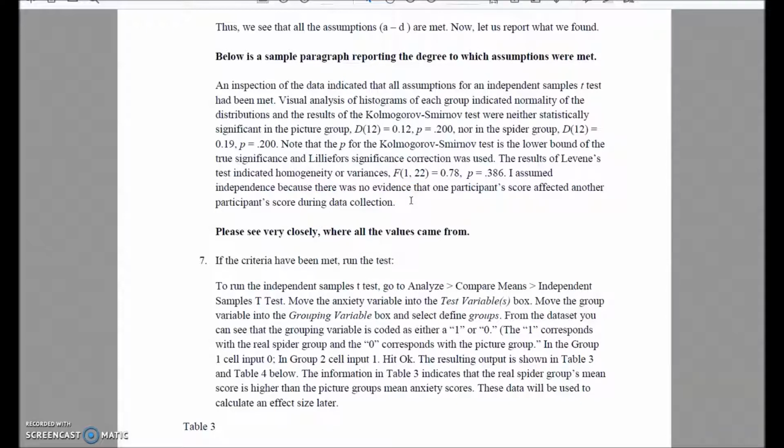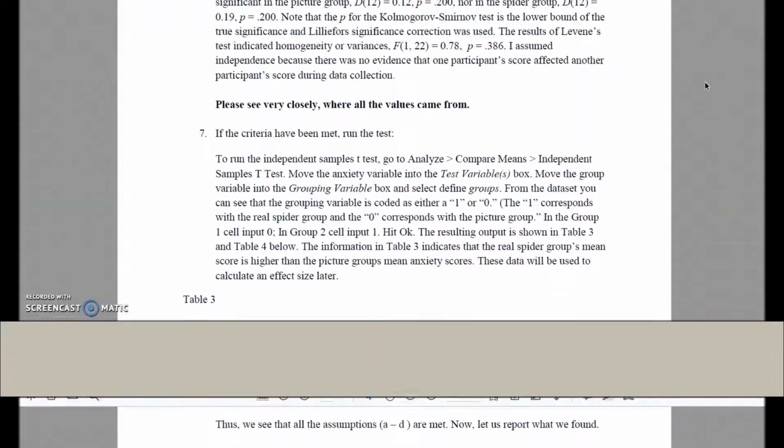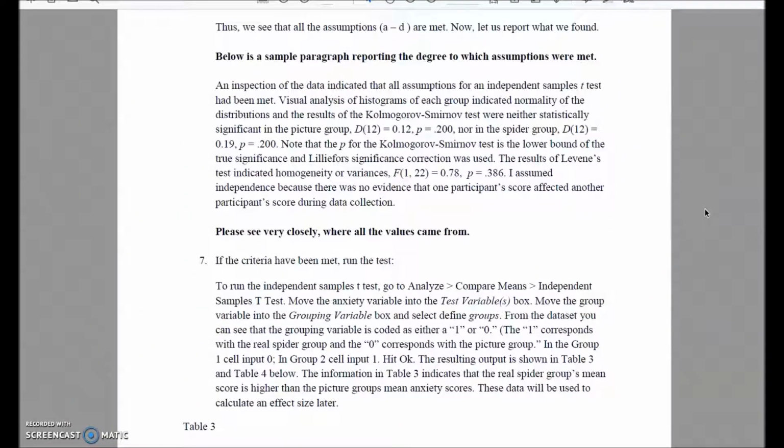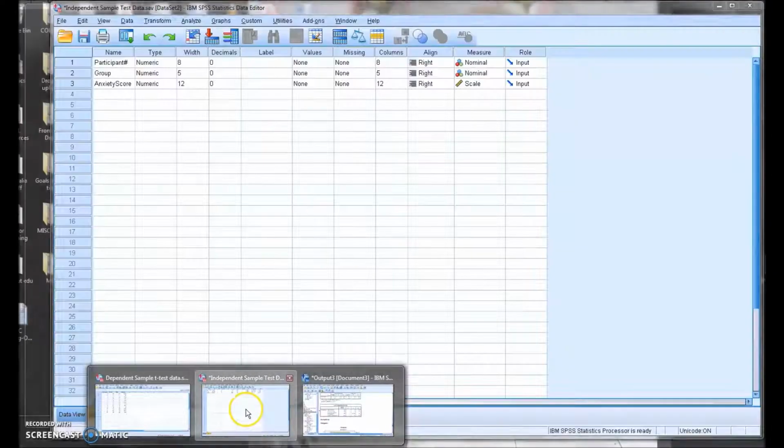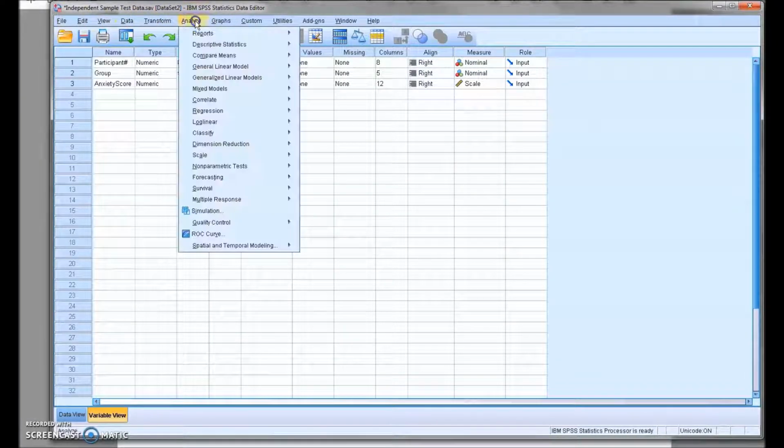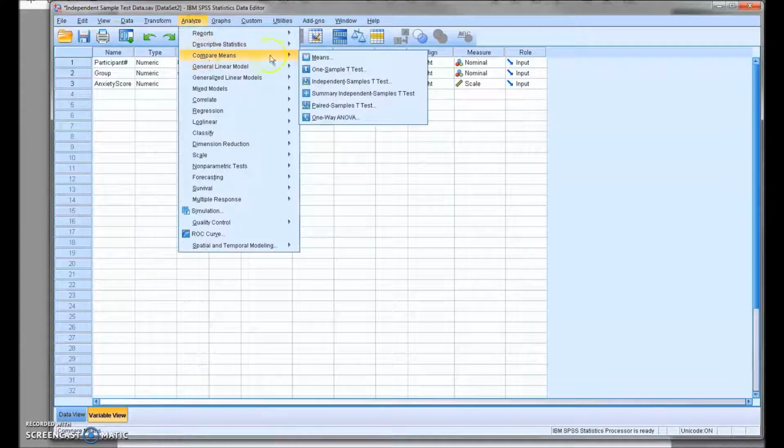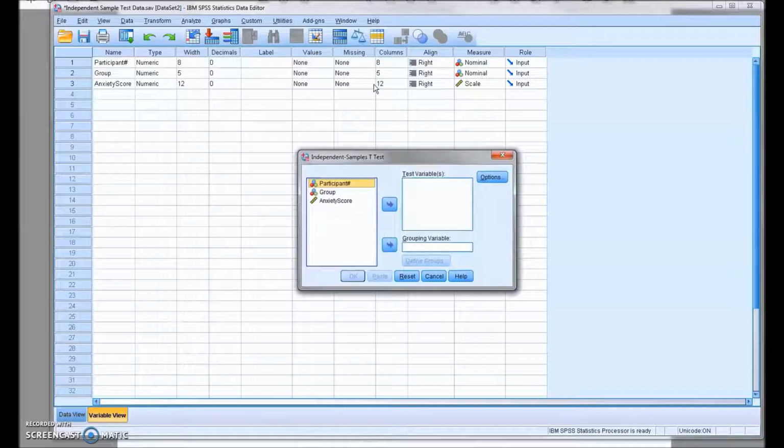So once again, this is the script. Now we are actually going to look at what the values are and where they come from. To do that, we are going to compare the means with the independent sample t-test. So let me go back to my data. I do Analyze, Compare Means, and I have an independent sample t-test. So I'm going to click on it.